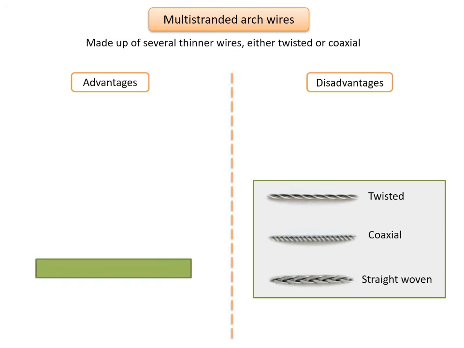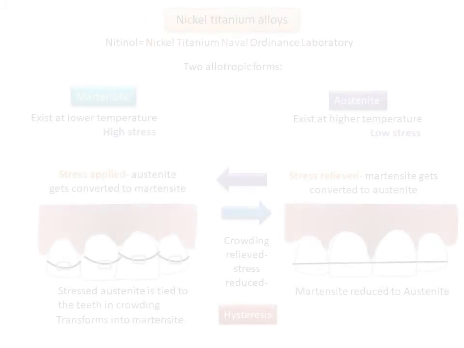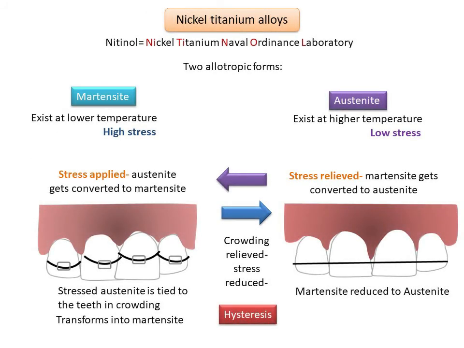The advantages are it has increased flexibility and can sustain large deflections. It applies lower forces when deflected and thus has a good working range. So it's basically used in situations wherein light continuous forces have to be applied. So with this, we complete the topic of orthodontic arch wires.